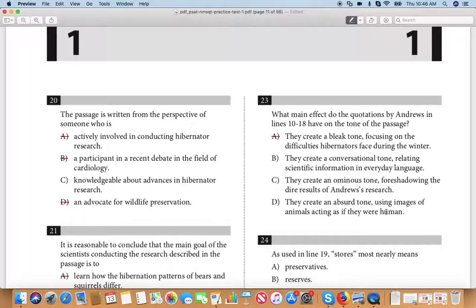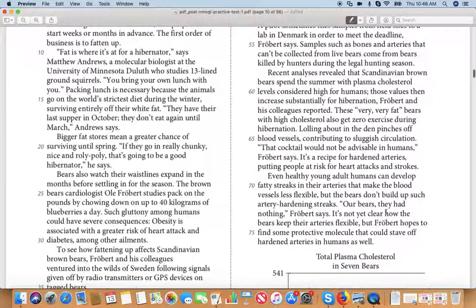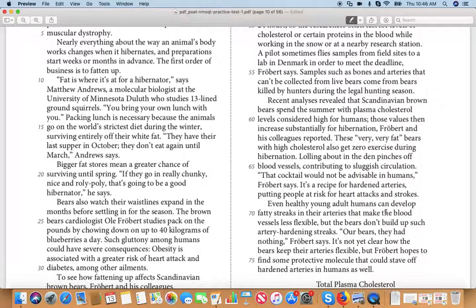Try answer choice C. They create an ominous tone, foreshadowing the dire results of Andrew's research. Do you know what ominous means? Look it up real quick. Threatening, yeah, that's a good synonym. Do they create a threatening, dark tone? Does it sound dark and threatening?